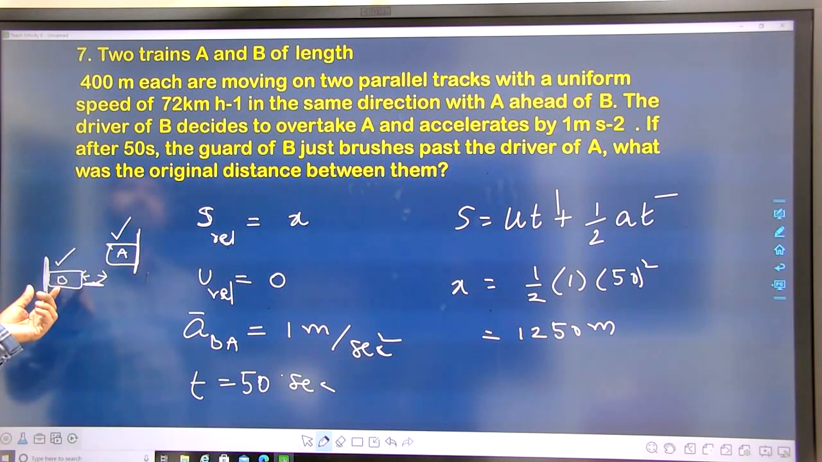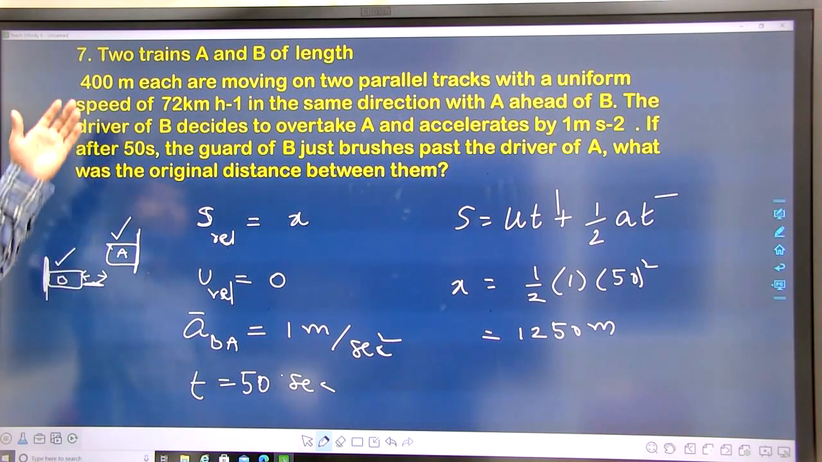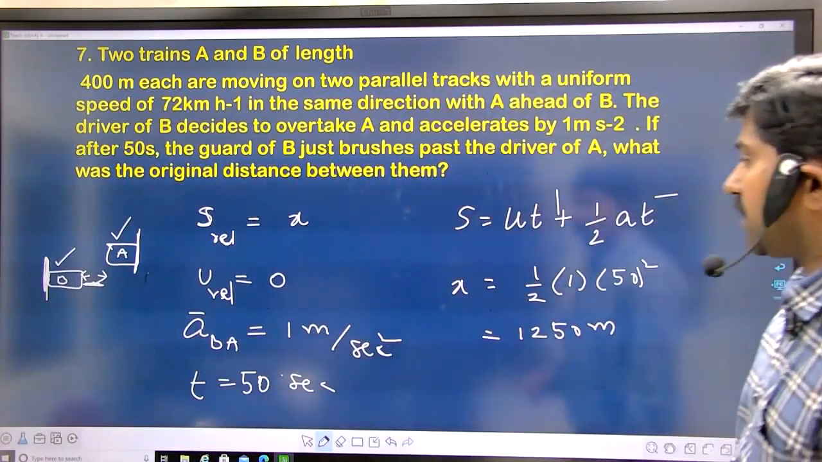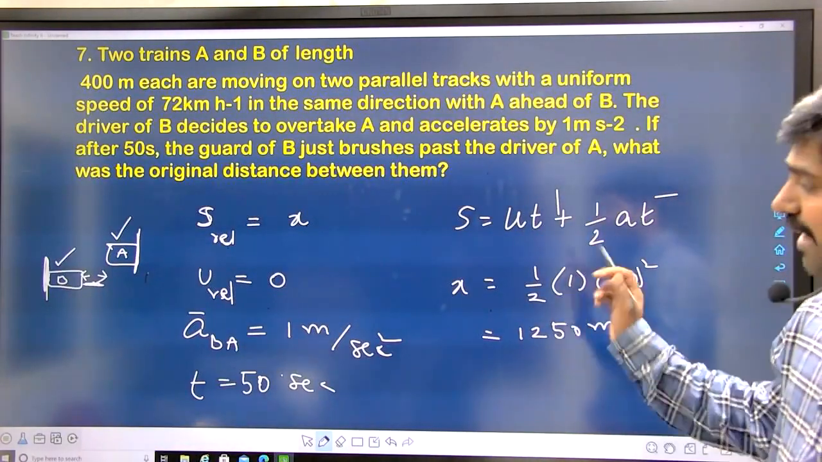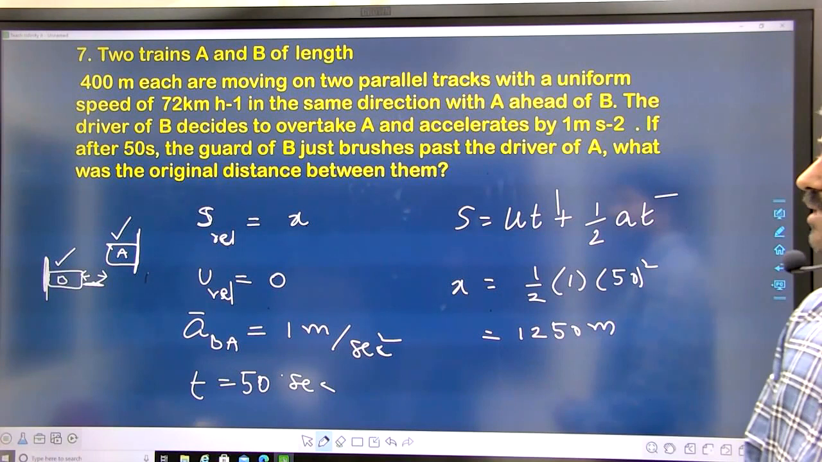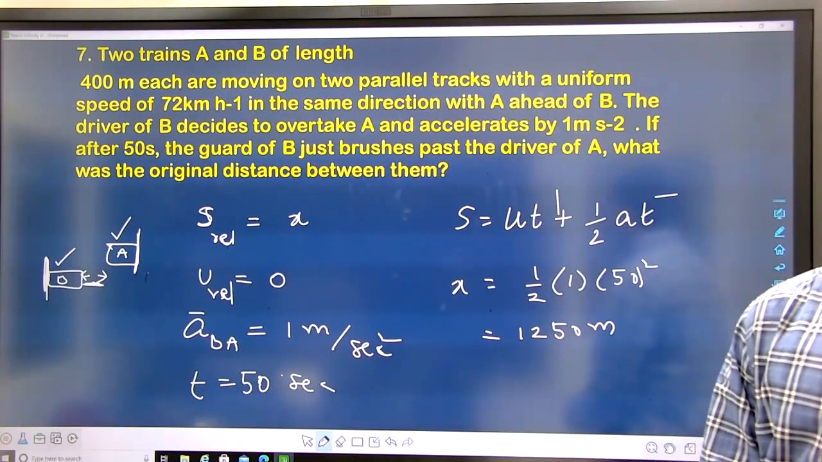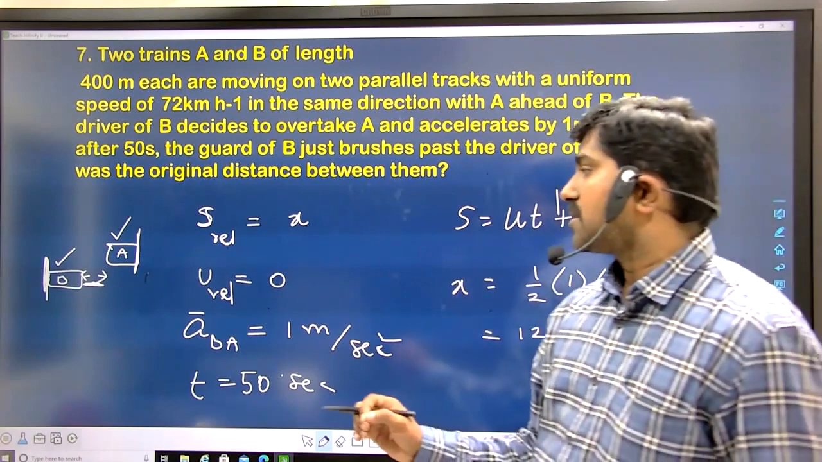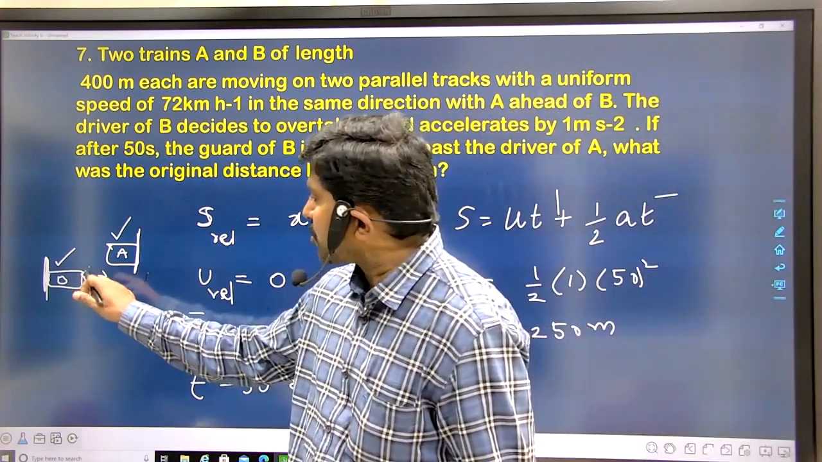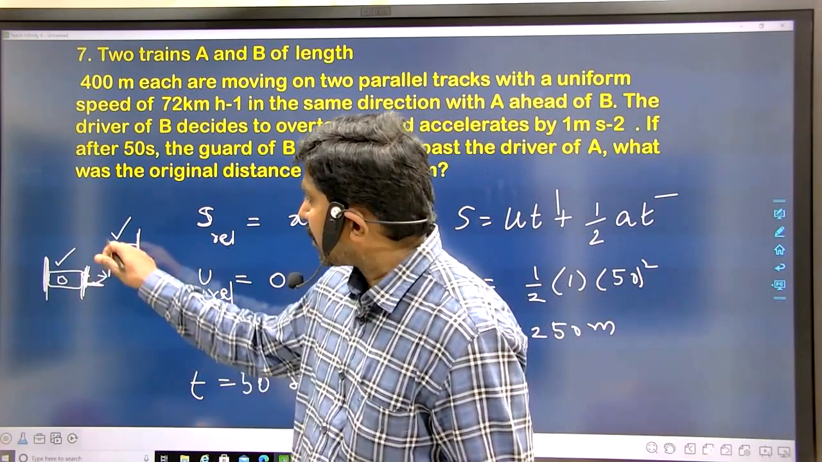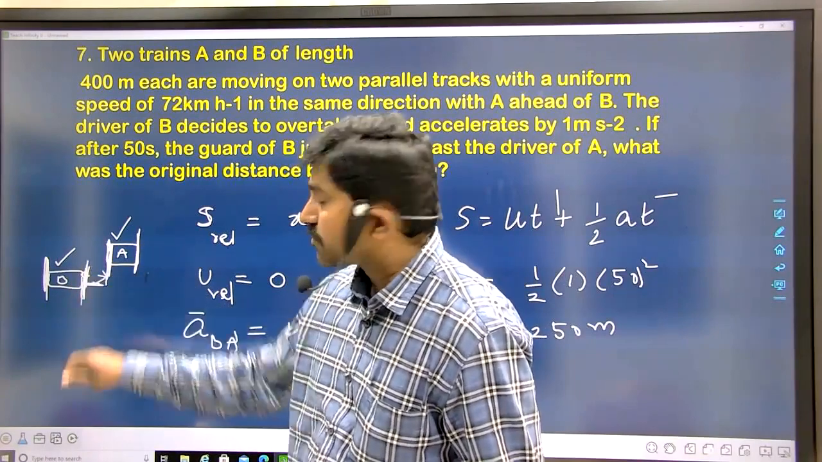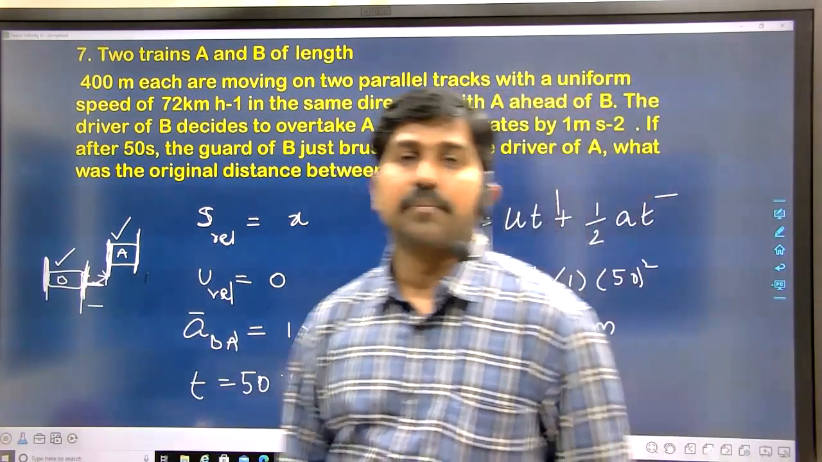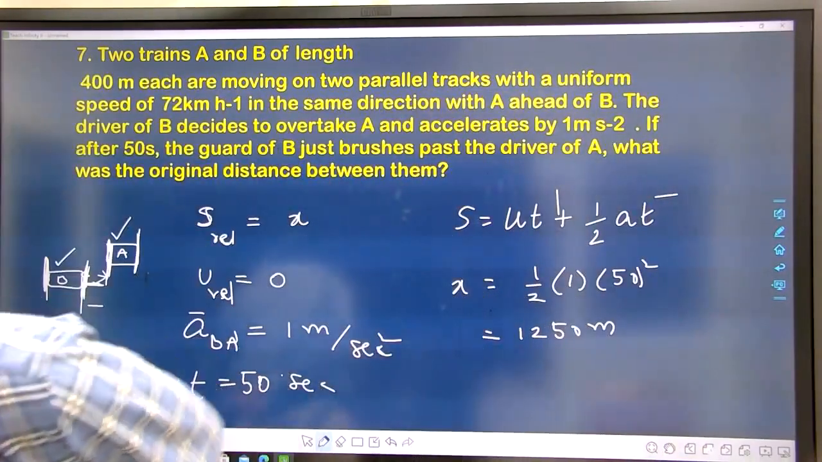Length of A plus length of B will be 400 meters only, na? Because each one is having the length 400. So total length will be 800. So 1250 minus 800, how much will it be? 450 meters. That 450 meters is the initial separation between the guard of A and the driver of B. The separation will be 450 meters. Okay. Thank you.